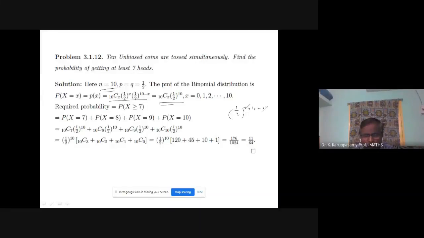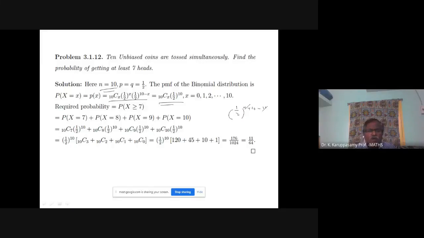So the probability mass function is ready. I am going to find the probability for X greater than or equal to 7. Minimum 7 means 7 and above are permitted. X equal to 7, 8, 9, 10. There are 10 coins. Don't go beyond 10. So what is the probability for 7, 8, 9, 10? The probability mass function is 10CX 1/2 power 10. In this formula you put each and every term. Then you simplify, you get the answer.